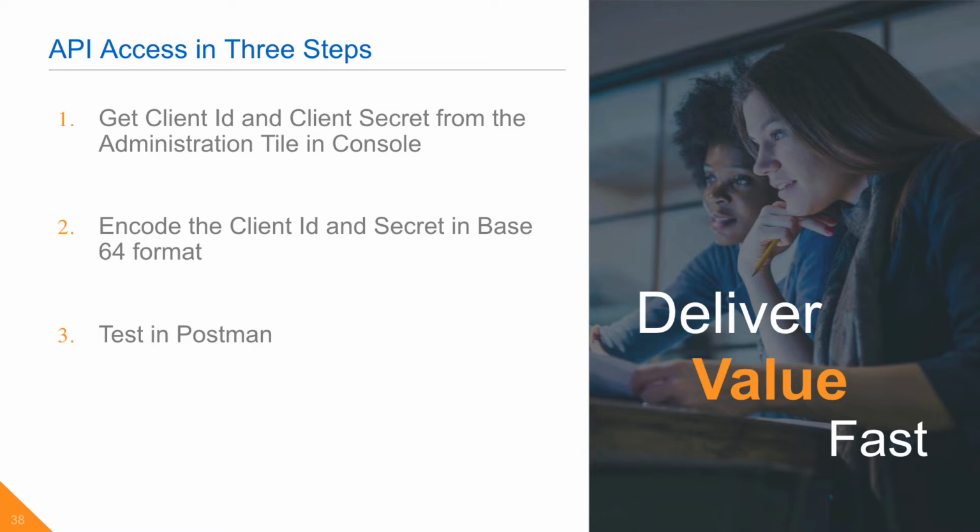The first is you need to get your client ID and client secret from the admin tile in the console. That then needs to be encoded into base64 format. And then thirdly, we need to test it in a REST API client such as Postman. Let's have a quick look.